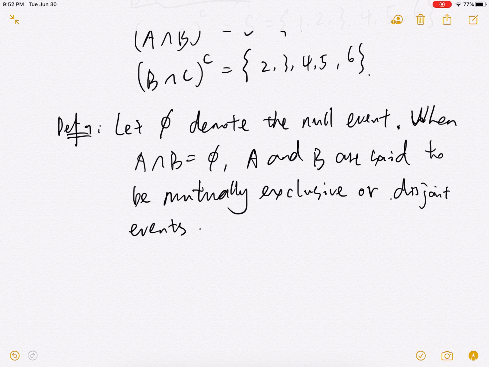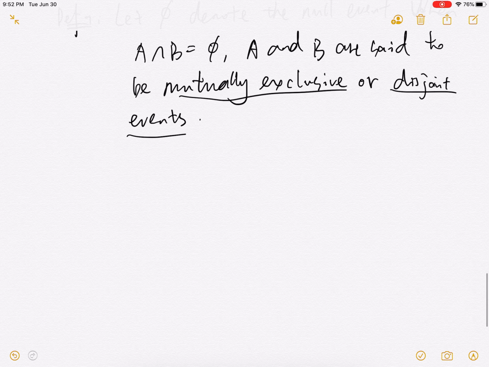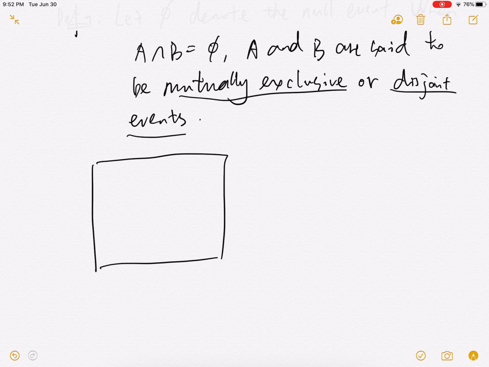So the notation of disjoint events or mutually exclusive events, of course, they are completely equivalent, and this is a very important notation in probability. Okay, so what does it mean? Let me draw a picture here, the Venn diagram. I gave the rectangle here, and this rectangle represents the whole sample space S. And if I gave you this circle representing event A, and this representing event B, then the overlapping intersection part represents A intersection B. That's how we find A intersection B.